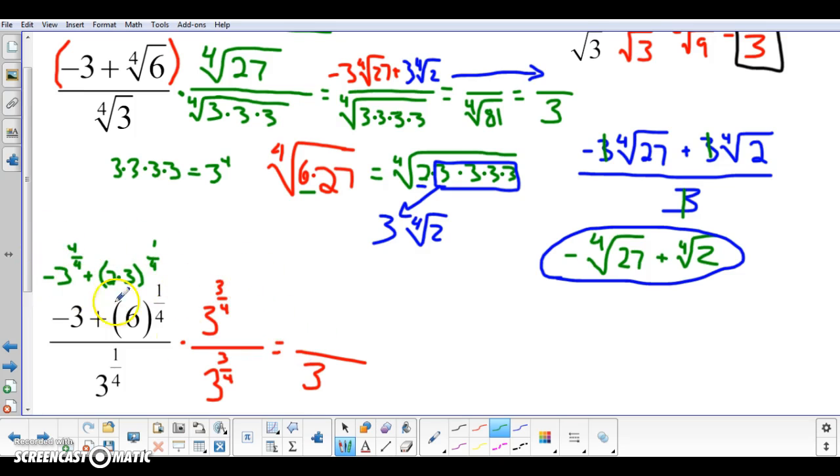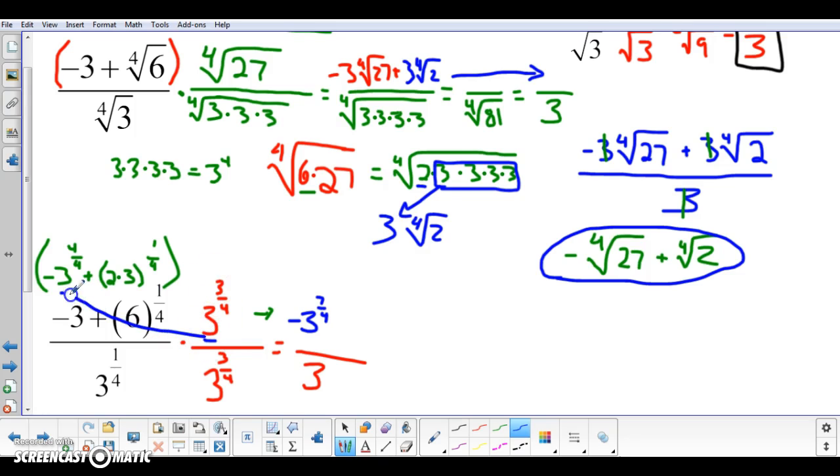So I'm going to take these two expressions and multiply them together over here. The -3 to the 4/4 times 3 to the 3/4, those have the same base. They both have a base of 3, so I can add their exponents together. 4/4 and 3/4 makes 7/4. Now it's negative because that one was negative. So -3 to the 7/4 power is going to be the first of these.